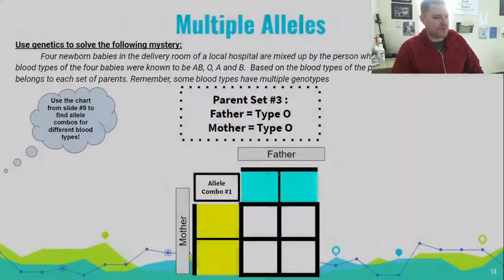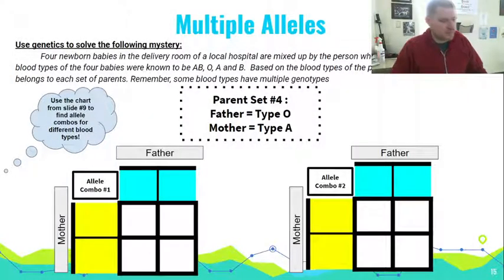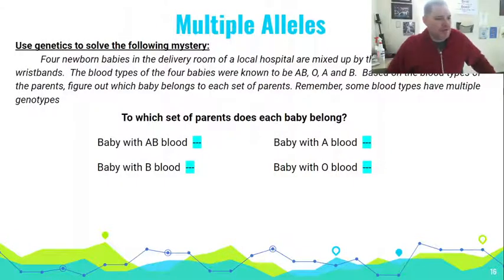You'd have parent set number 3, and then parent set number 4, where there can be multiple combos. Whenever there's 2 Punnett squares, that means that there's 2 different ways to do it. So make sure that you do 2 things for that. And then at the end, there's going to be a baby that is born from those 4 parents. Each one of them has their own baby.